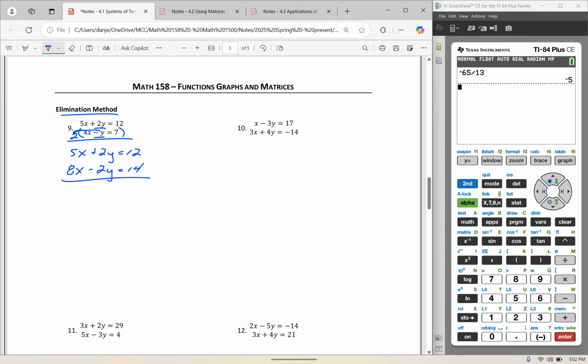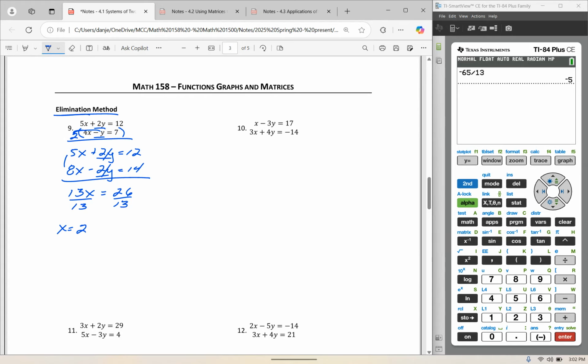This is one of the reasons why this is called the linear combination method, is I can simply add the two equations together. 5x and 8x is 13x. 2y and a negative 2y is 0. Those are eliminated, which is why some people will call this the elimination method. And that will equal 26. When I divide both sides by the 13, x equals 2.